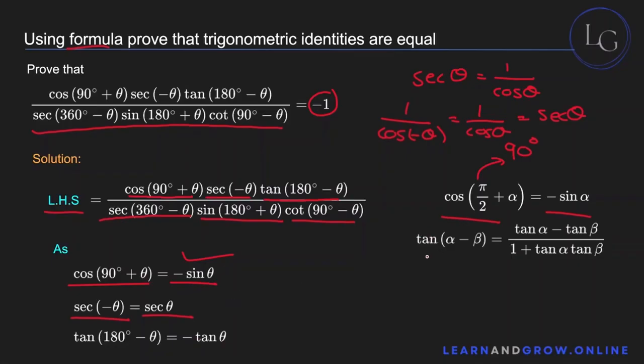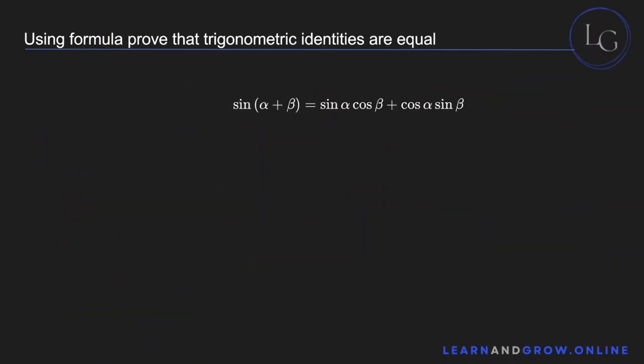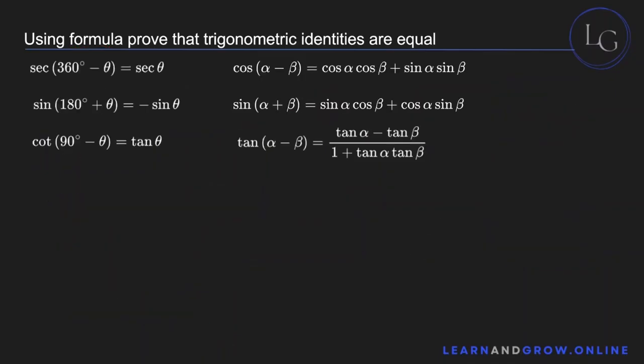And again, if you use this trigonometric identity over here, and you replace this alpha with 180, and you replace this beta with theta, and input the values over here, you eventually end up with negative tan theta. And now let's look at this. Secant 360 minus theta is equal to secant theta.